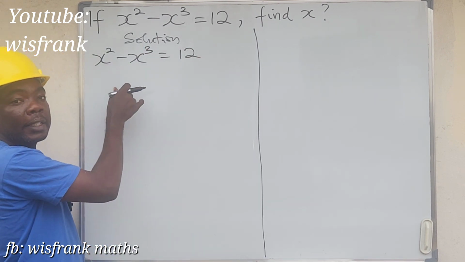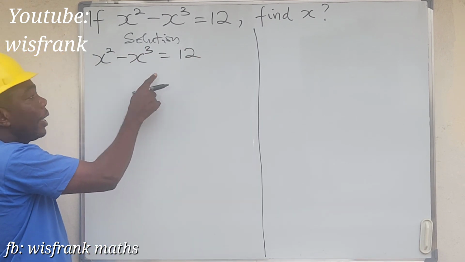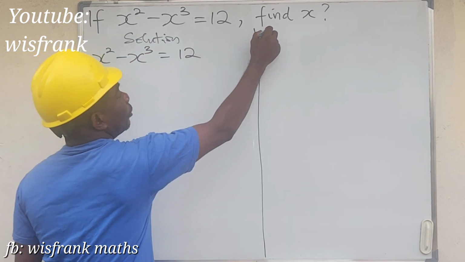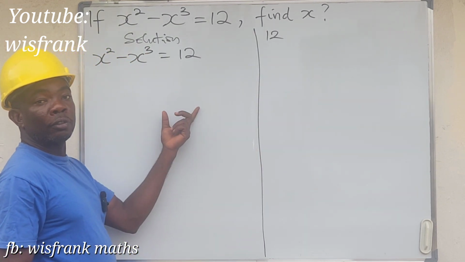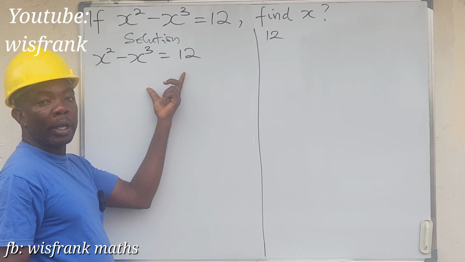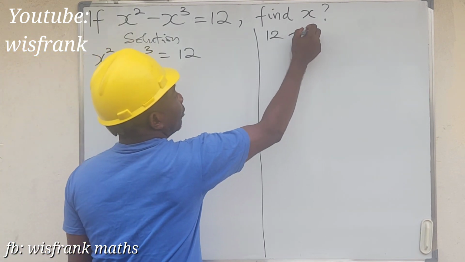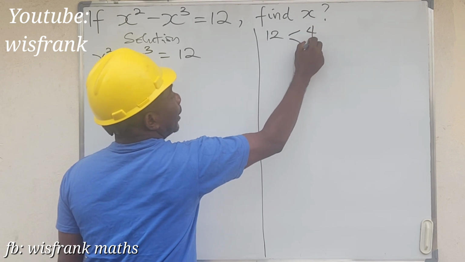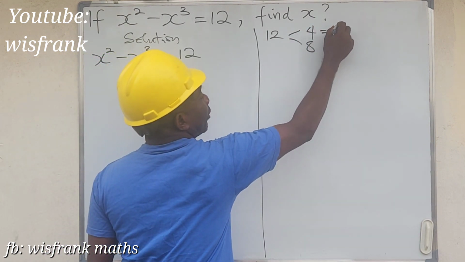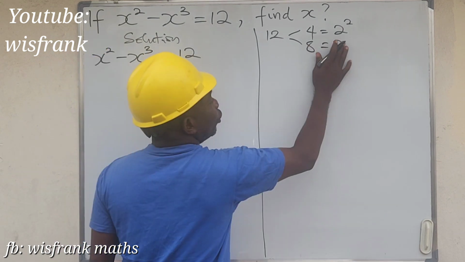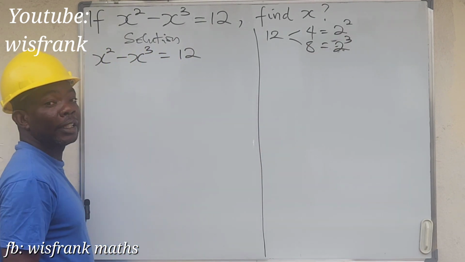So here, in this case, we have x to the power of 2, and here we have x to the power of 3, and we also have 12. So this 12, we are going to find factors of 12 that will be a perfect square and also a perfect cube. So that means we have 4 and 8. Here, 4 is a perfect square, which is 2 raised to the power of 2, and 8 is a perfect cube, which is 2 raised to the power of 3. That is a perfect cube.